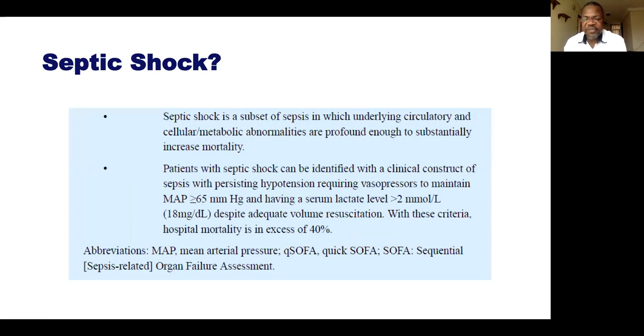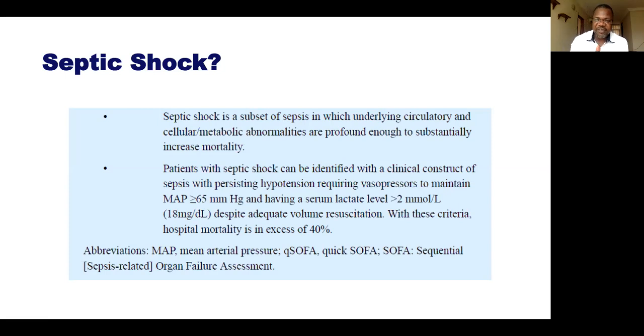Now, what do we call septic shock? After understanding sepsis, now what is septic shock? Septic shock is a subset of sepsis. There is a group of patients diagnosed with sepsis who will progress to septic shock. So there are 2 things that you will look at. The patient meets the criteria for defining sepsis, and those patients then have a persistent hypotension requiring vasopressors to maintain their mean arterial pressure at 65 and above, and also have a serum lactate level of more than 2 millimole per liter or 18 milligram per deciliter, despite adequate fluid resuscitation. So this is what we call septic shock.